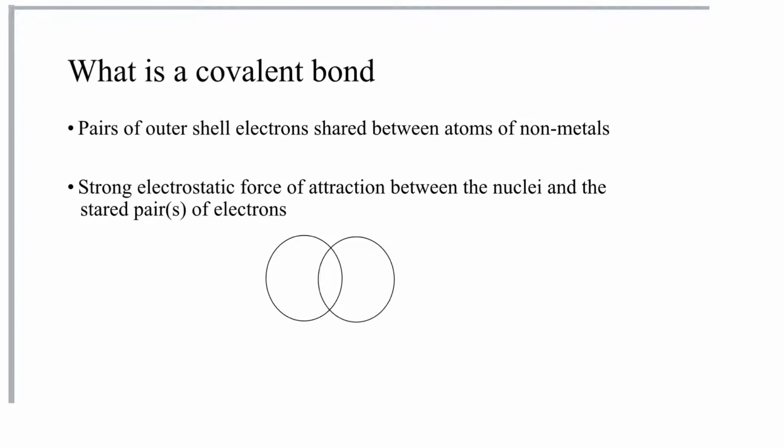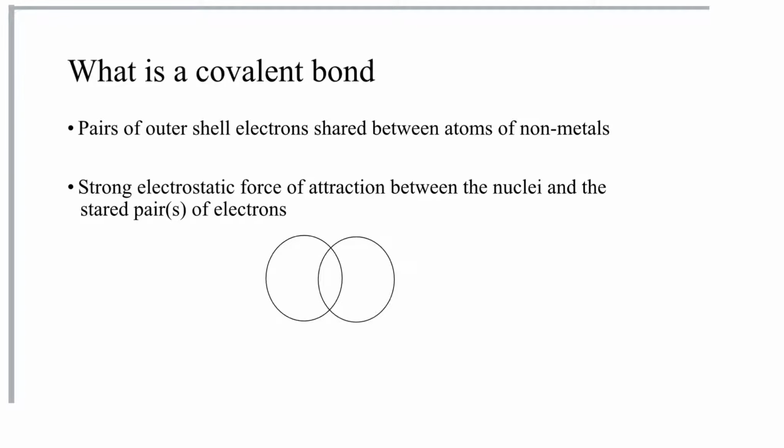So firstly, let's have a think about what a covalent bond actually is. Now, when we had ionic bonding, we had a metal reacting with a non-metal. In covalent bonds, we've got pairs of outer shell electrons which are shared between atoms of non-metals. This forms a really strong bond, and the bond is actually the electrostatic force of attraction between the nuclei and the shared pairs of electrons. Well, what do I mean by that?